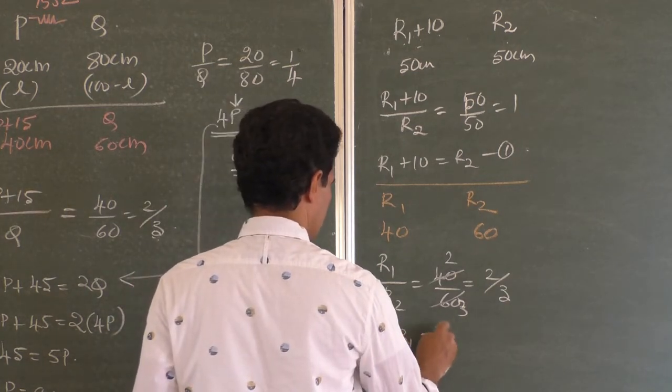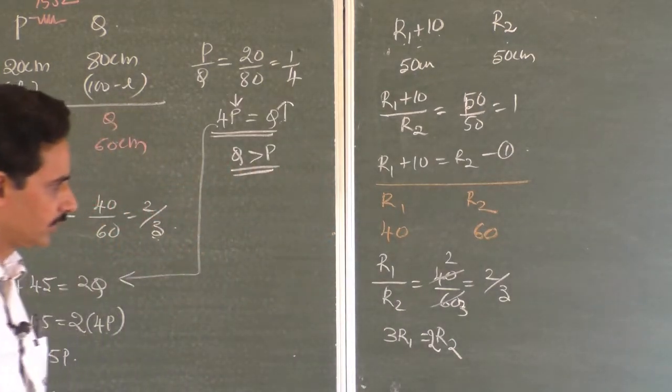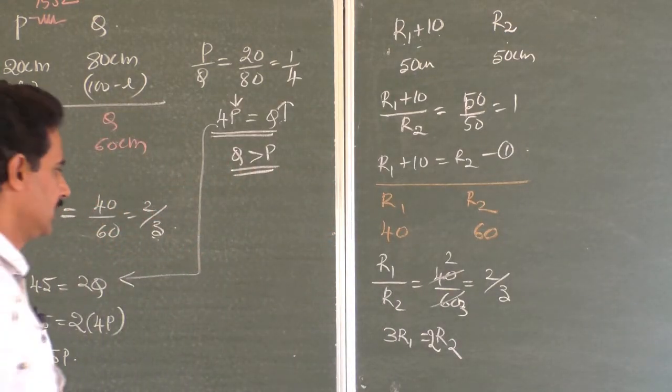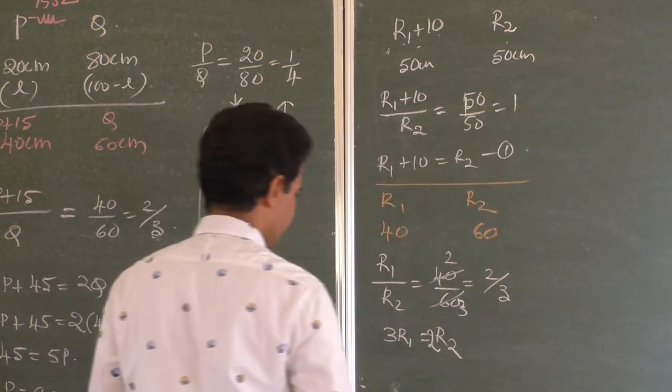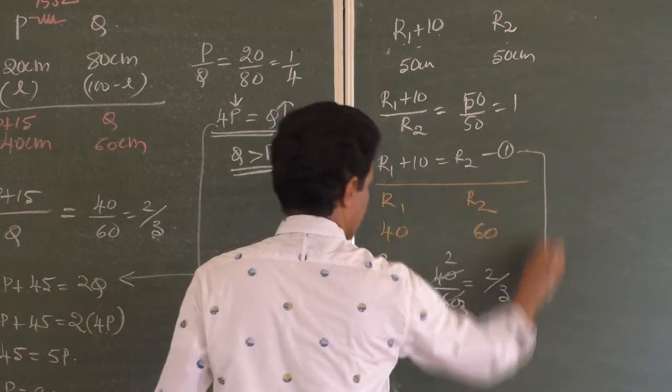3R1 is equal to 2R2. Now the question is, then the value of R1 is. So shall we substitute? 2R2 is equal to 3R1. We will take this equation.